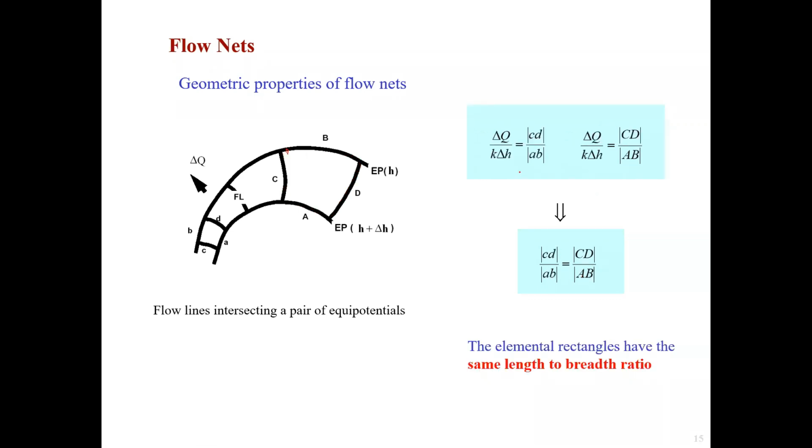So when we put those two formulas together, one for the small element and one for the large element, we have this relationship as well. Hence, a pair of flow tubes carrying equal flows will intersect a given pair of equipotential lines in elemental rectangles which have the same length to breadth ratio. So all these conclusions help us to draw the flow nets.